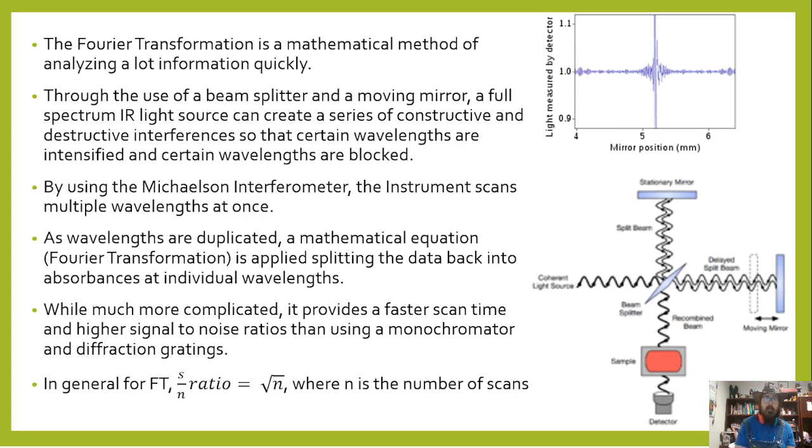What a Fourier transform does is it essentially creates a beam splitter and a moving mirror. You create a full spectrum of IR light, and you create a series of constructive and destructive interference so that certain wavelengths are intensified and certain wavelengths are blocked. So the instrument scans multiple wavelengths at once. Wavelengths become duplicated, and a mathematical equation is applied to essentially turn this back.